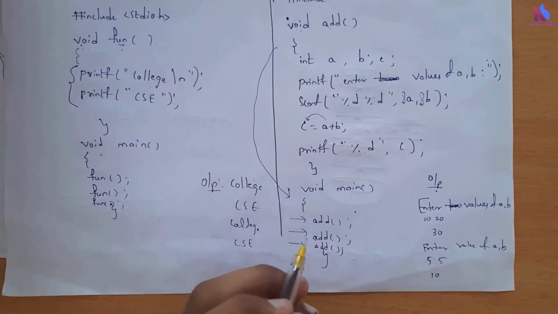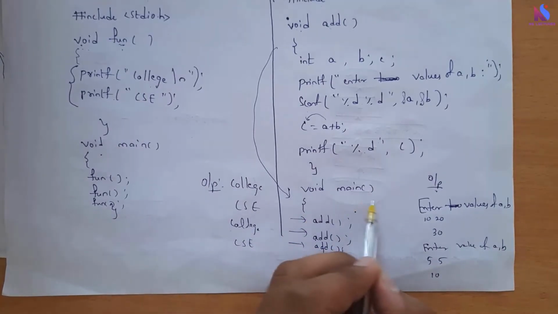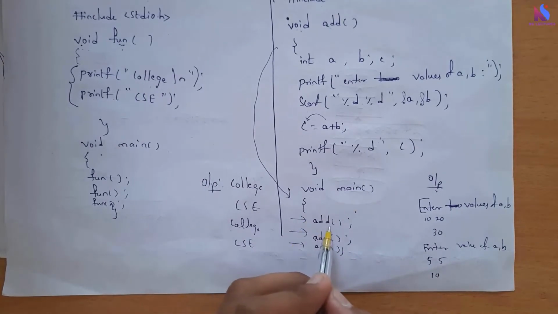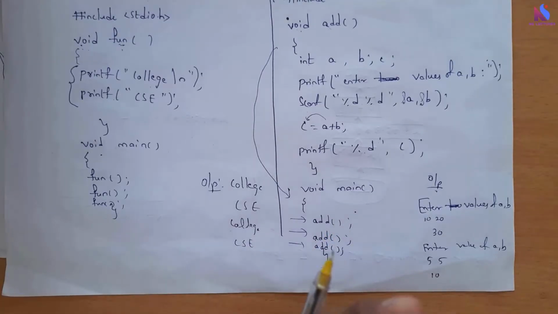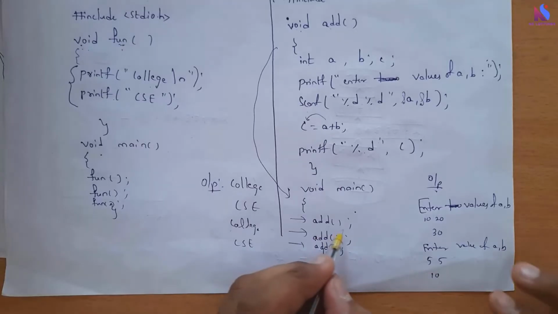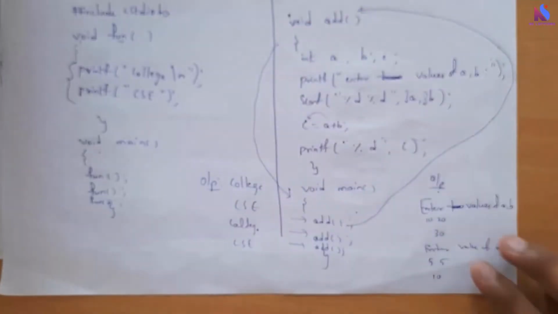Whenever you execute your program, at first control goes to the main function. So inside the main function I have written add. After that it will check whether any add function is present in the program or not. So the add function is present here. So it will run this code.